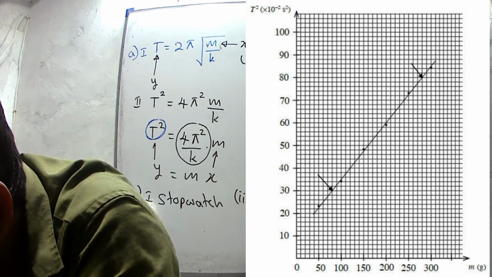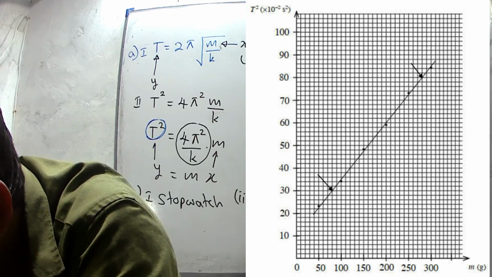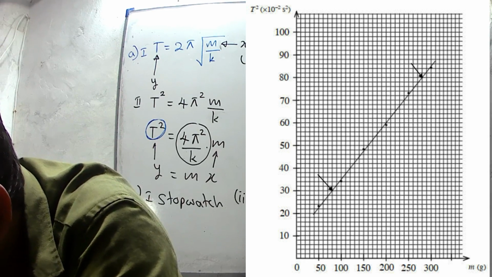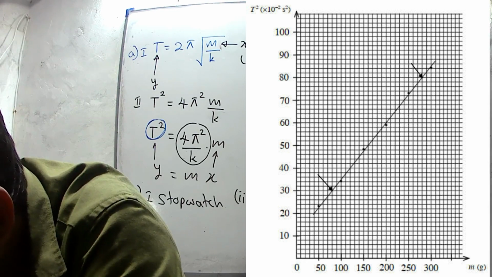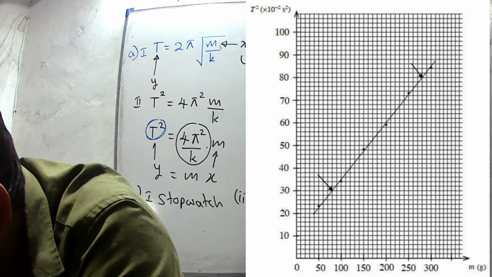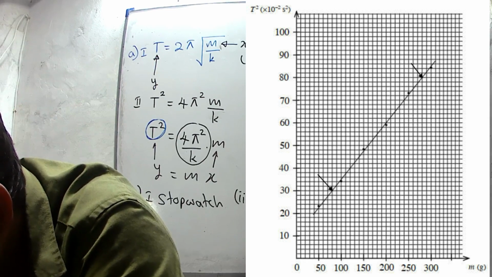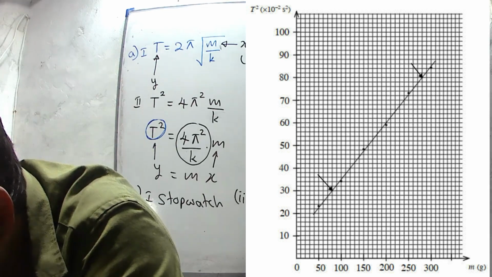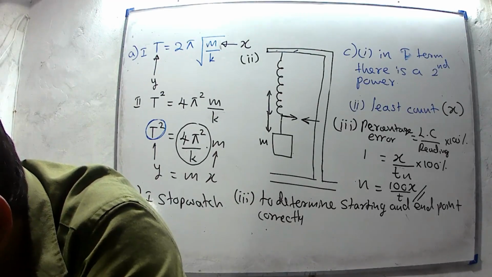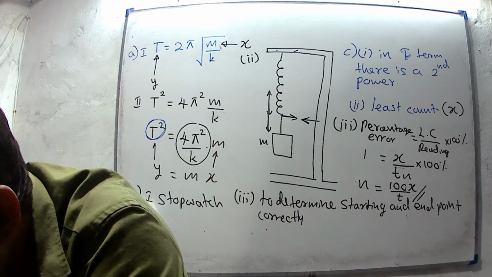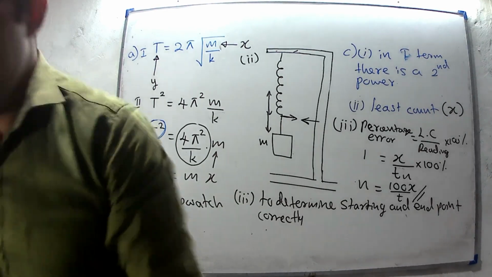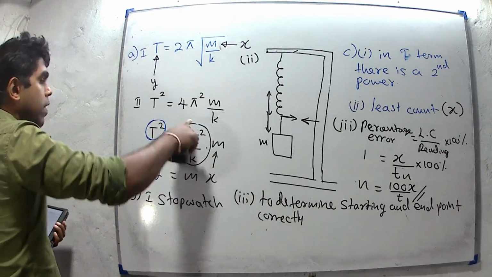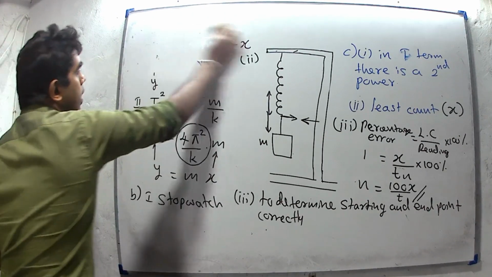See, 2 points they have marked. There is a maximum gap, and the points lie between the marked range, and we can determine the x and y values correctly by using the graph. Then I will find the gradient by using the considered points, and we can get the gradient equals 4 pi squared over k.